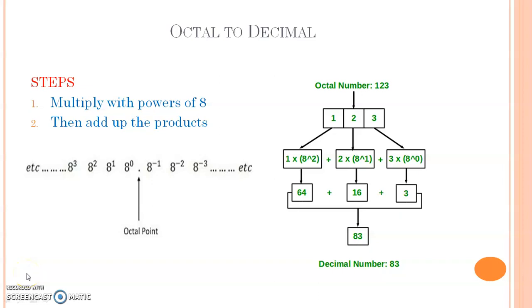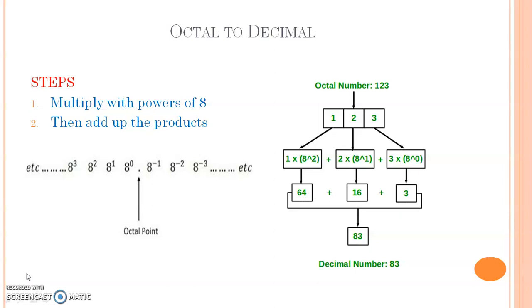In the last video, we have seen how binary numbers can be converted into decimal numbers. So in this video, we will discuss how octal numbers and hexadecimal numbers are converted into decimal numbers. First we will see how octal is converted into decimal.